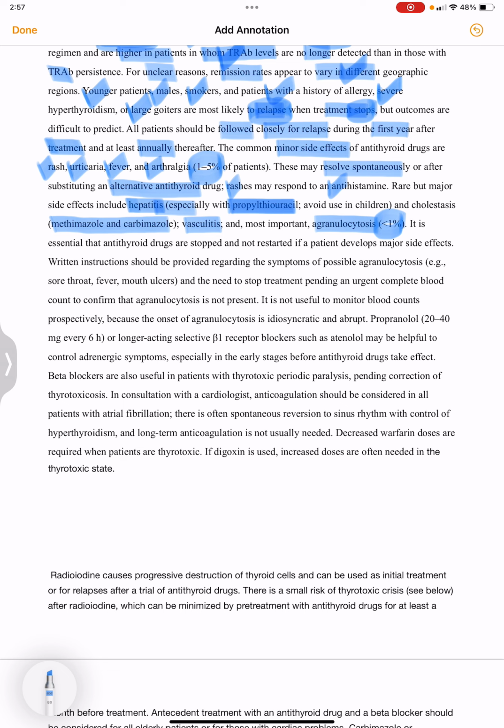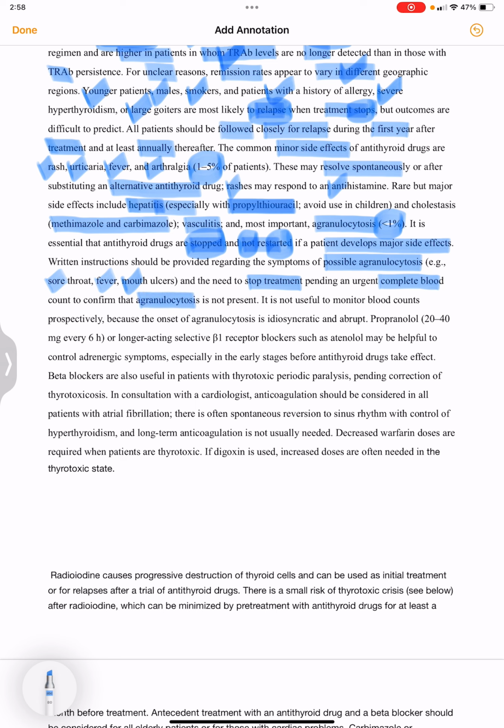It is essential that anti-thyroid drugs are stopped and not restarted if a patient develops major side effects. Supposing a patient develops major side effects, what should be done? Anti-thyroid drugs are stopped and not restarted. Written instructions should be provided regarding symptoms of possible agranulocytosis. If a patient develops sore throat, fever, or mouth ulcers, written instructions should be provided to stop treatment, and a complete blood count should be done to confirm that there is no agranulocytosis.